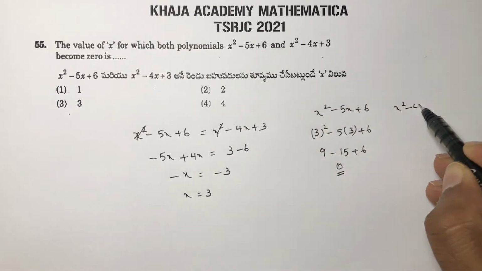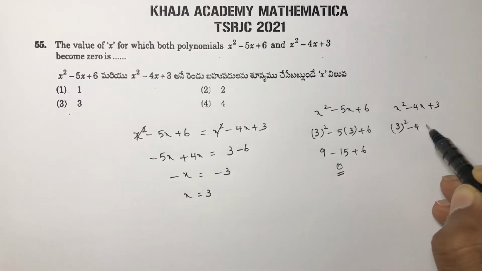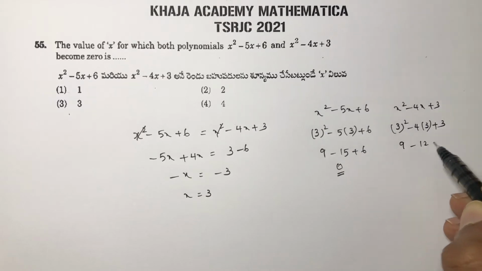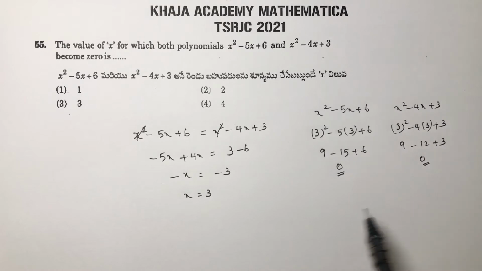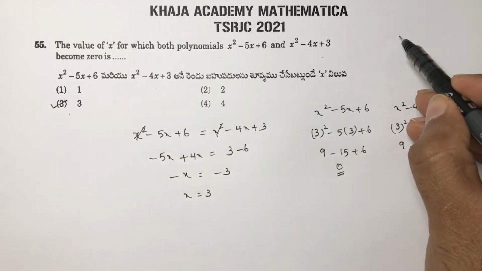So x square minus 4x plus 3. So 3 square minus 4 into 3 plus 3. 3 square is 9 minus 12 plus 3. 9 plus 3, 12. 12 minus 12, 0. So x equals 3 is the answer. So the correct option is 3.